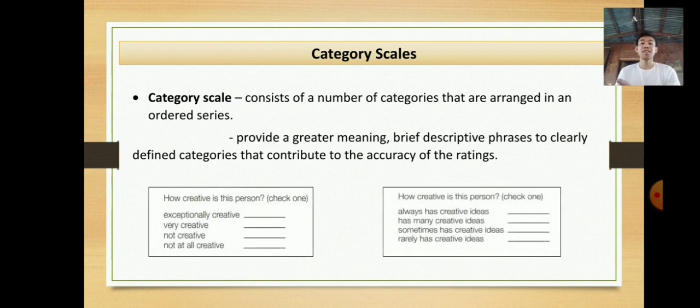How creative is this person? Check 1. So i-category mo lang sa exceptional creative, very creative, not at all creative. So para mas ma-improve pa siya, yung sinasabi dito, provide a greater meaning. So magbibigay tayo ng short description para sa praise natin, which is always has creative ideas. So mayroon daw siyang palaging creative ideas.